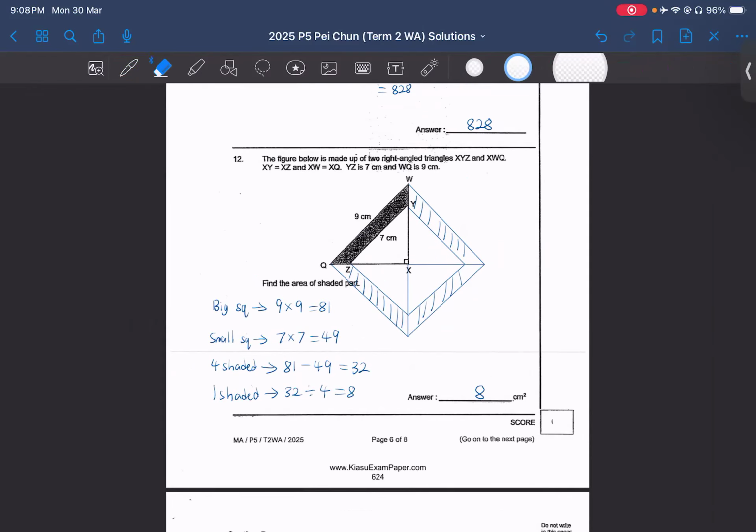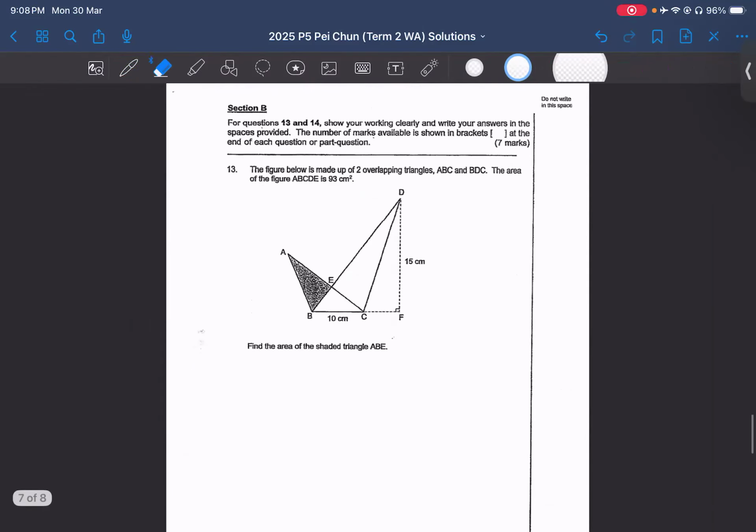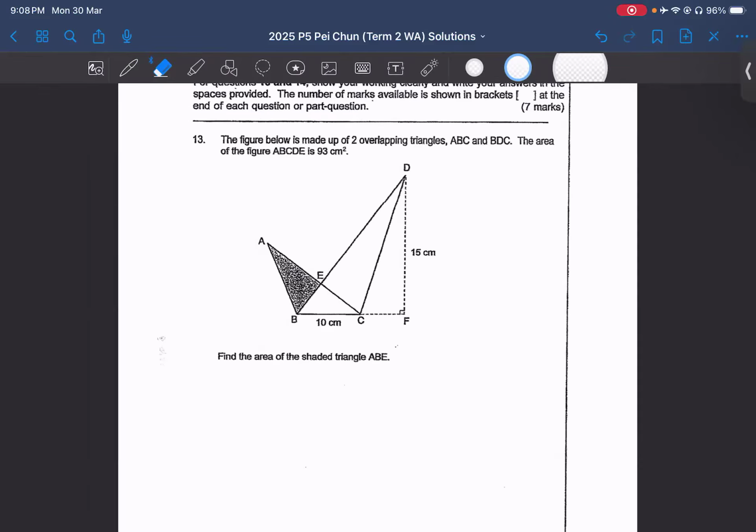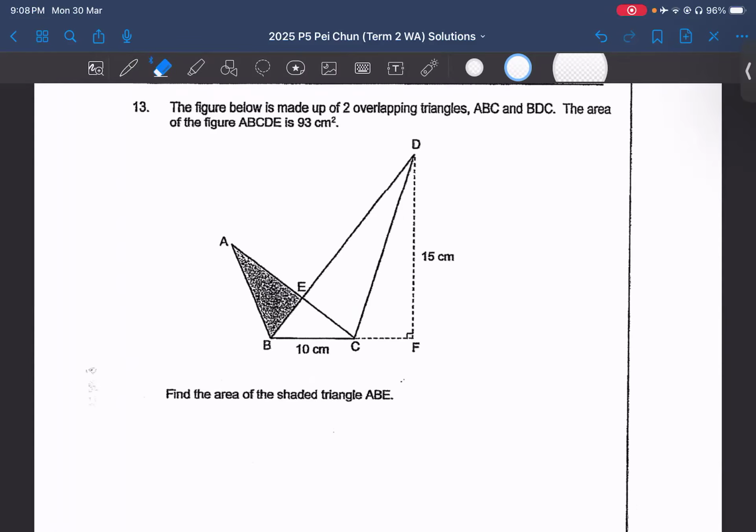Okay, I'll move on to question 13. The figure below is made up of two overlapping triangles, ABC and BDC. We're given the area of the whole figure, ABCDE, is 93 square centimeters. Find the area of the shaded triangle ABE.